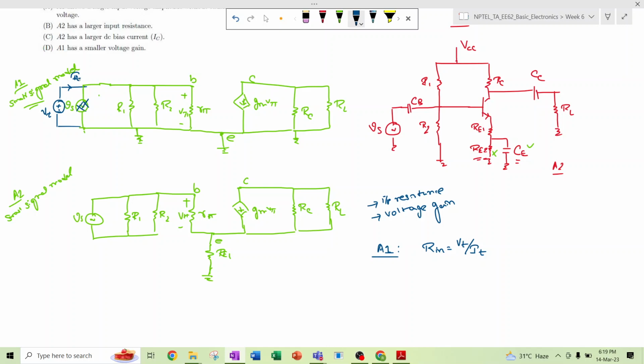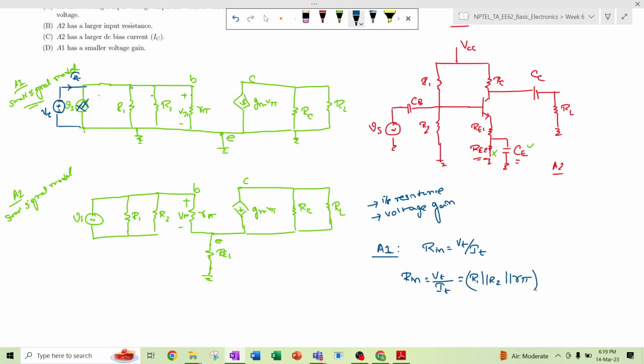So the total resistance for A1, R in, is nothing but Vt divided by It. We can easily see that the current is dividing into three parallel parts, because R1 is going to ground, R2 is also going to ground, and R pi is also going to ground. So here it will be R1 parallel R2 parallel R pi.